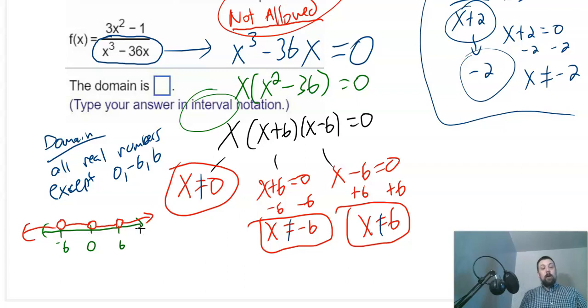And then you want to describe these shaded regions using interval notation, right? So this region here goes from negative infinity to negative 6. This region here goes from negative 6 to 0. This region here goes from 0 to positive 6. And this region here goes from 6 to infinity. And then we put unions to join all these intervals together, and this is the domain.